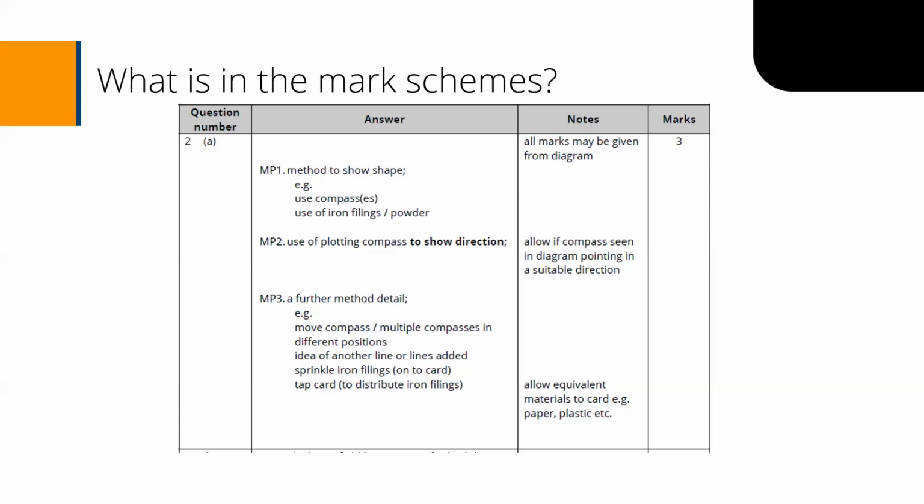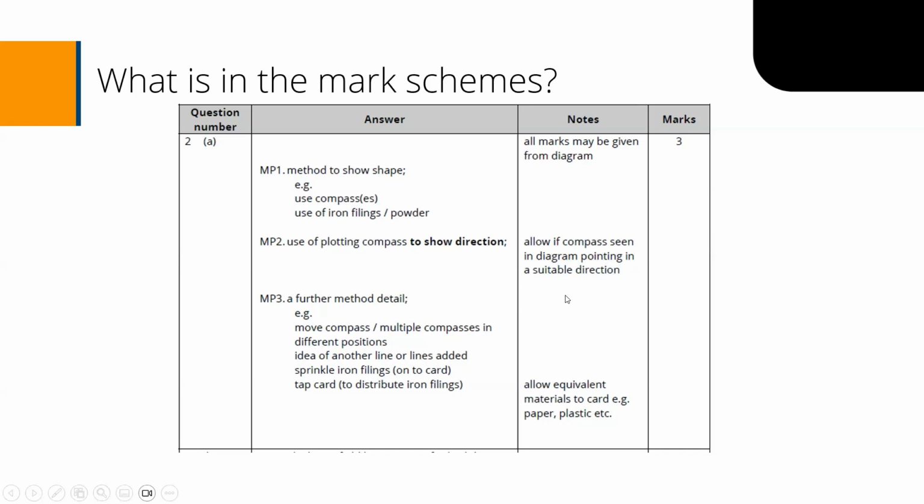So here's an example. It's a screenshot from a section of a mark scheme for paper 1. It's just to illustrate the type of information that's within the mark scheme. As you can see, the question number is in the left-hand column, and in the second column, the answer: the type of answer that's required for marking point 1, that's MP1, and marking point 2, and so on are indicated. And then in the notes column, some acceptable alternatives are shown and further clarification. So you can see for marking point 2, use of plotting compass to show direction, but you can also allow if compass seen in a diagram pointing in a suitable direction. So alternative ways of putting the same information in.